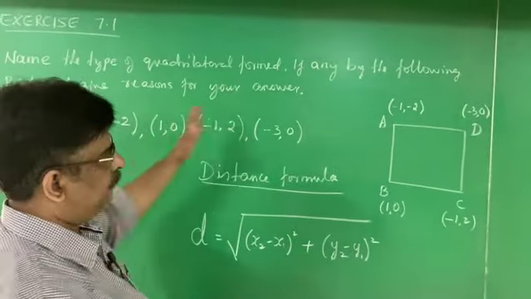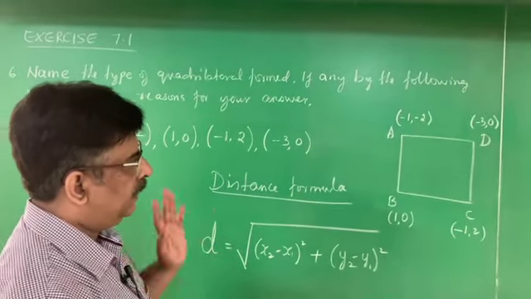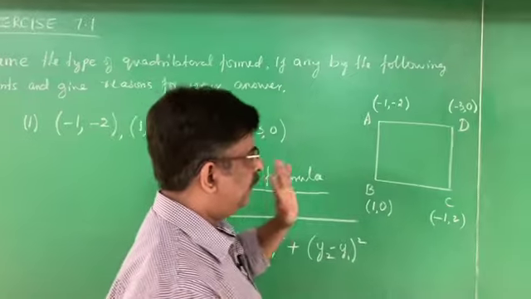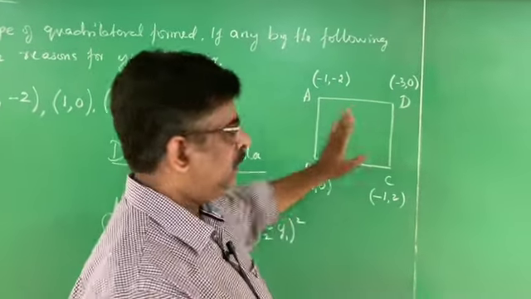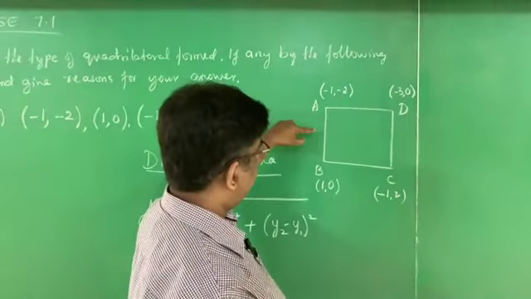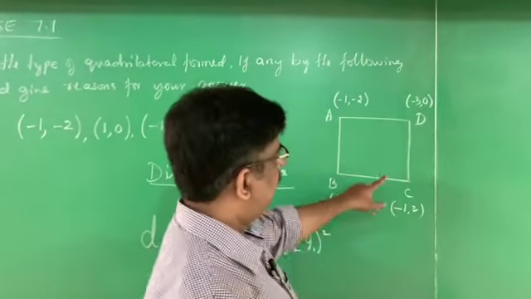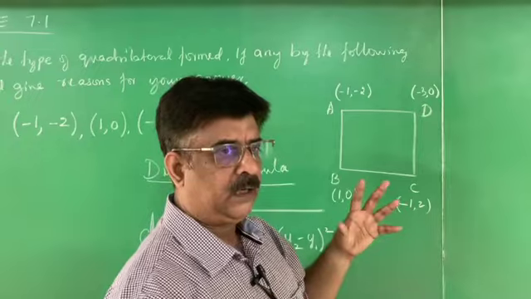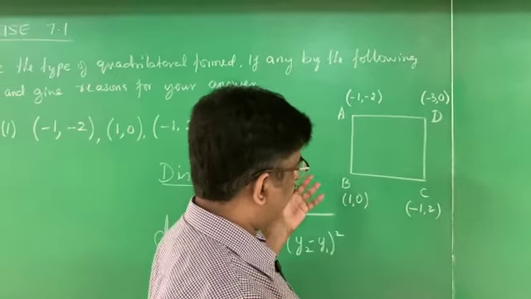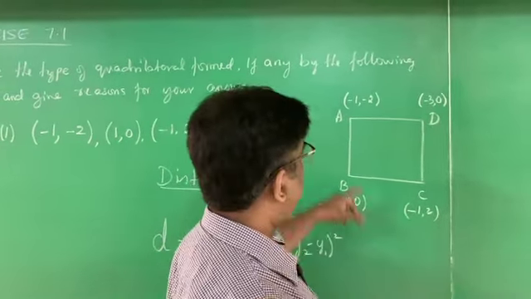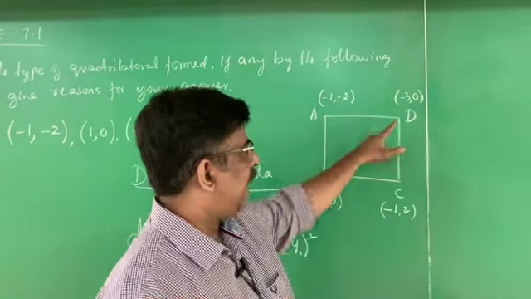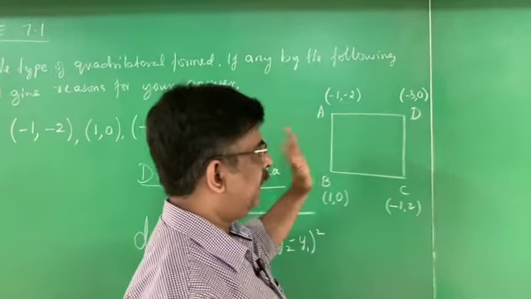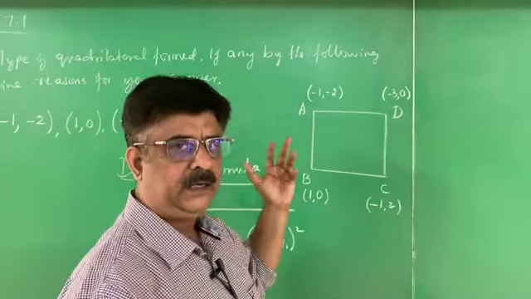-3, 0. These are the points. Now I have to check what type of quadrilateral it is. Therefore, what do you have to do? I want to find the lengths of AB, BC, CD, and DA. Then I can guess what type of quadrilateral it may be. Suppose this data is not sufficient, then I want to find the lengths of the diagonals. Then I can get an idea what type of quadrilateral it is.